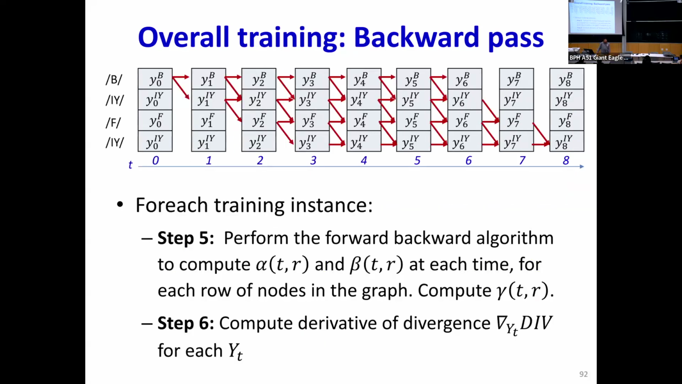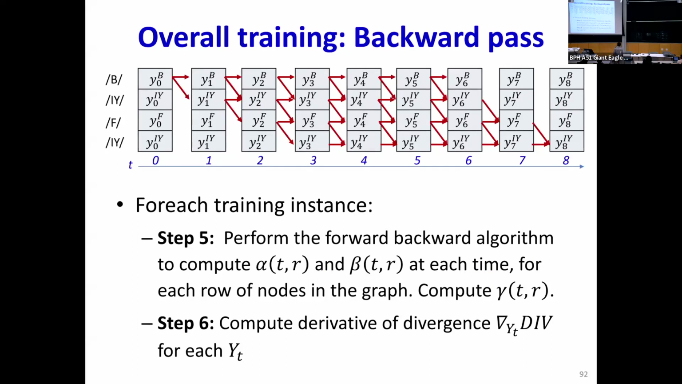Then I can perform the forward algorithm over it to get the alphas at every time. I can perform the backward algorithm to also get the betas for every node at every time. And from the alphas and the betas, I can compute the gammas, which is simply the product of alpha and beta normalized over the columns.